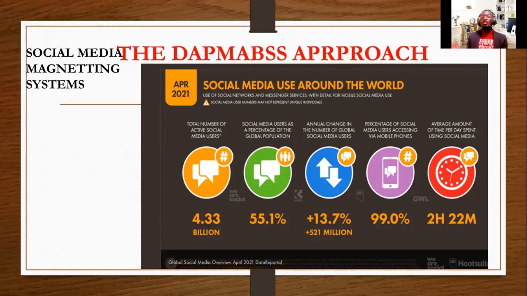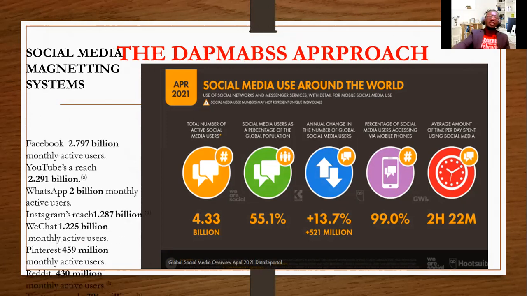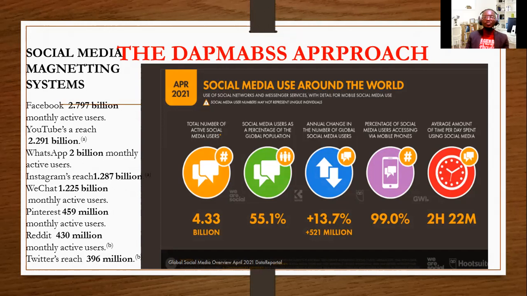Now, let's imagine that you only have the social media magnetic system set up and you have access to 4.33 billion. How many people would you like for your product? How many people can you take from this 4.33 billion before it's finished? It's unheard of, because there will be an increase by next year. More people will keep joining social media platforms. Talk about Facebook, which has a database of 2.797 billion active users. YouTube can reach 2.29 billion people. WhatsApp, 2 billion monthly. Instagram, all these are social media magnetic.